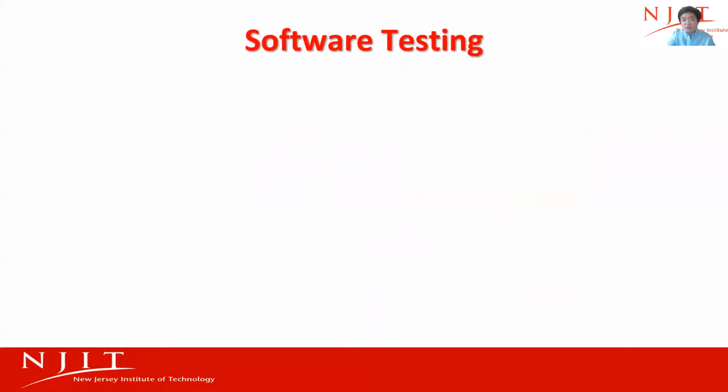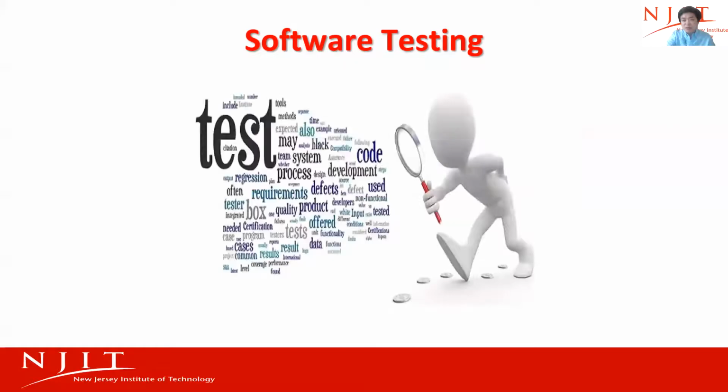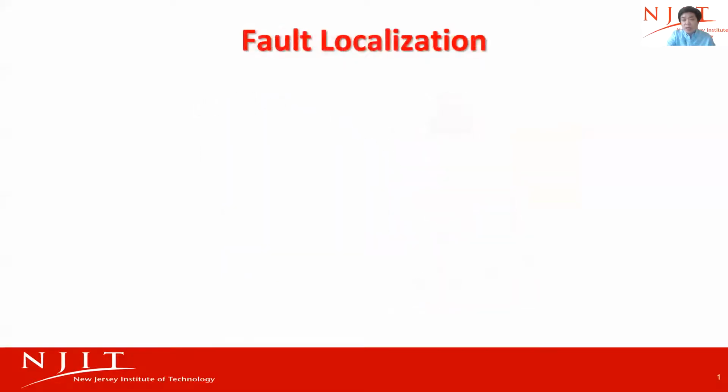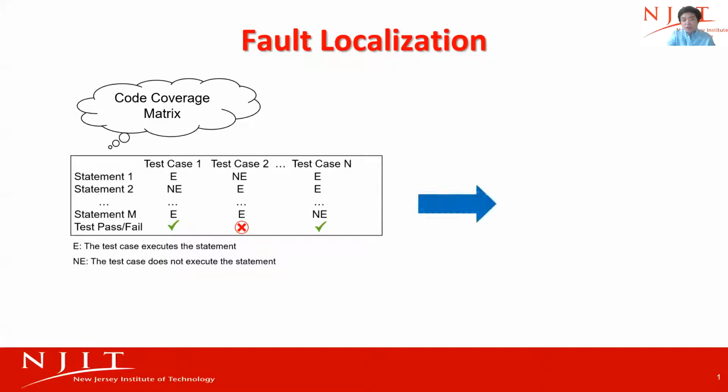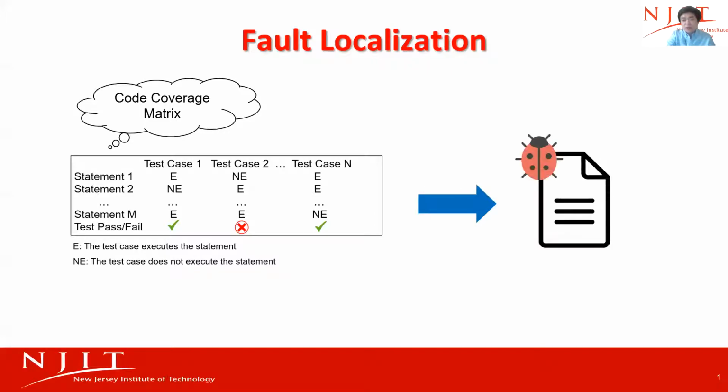In software development, the testing process is an important step to evaluate the quality of the software. In the testing process, developers often run test cases to check if they fail or pass. Each test case will execute different statements inside the project. By collecting all the information, including executed, not executed, and whether the test cases pass or fail, we have a matrix called the code coverage matrix. In software engineering, using this matrix to locate where the faults are inside the project is called fault localization.